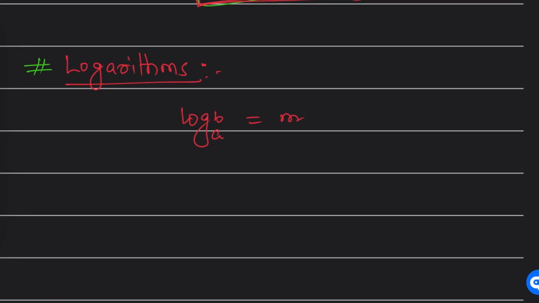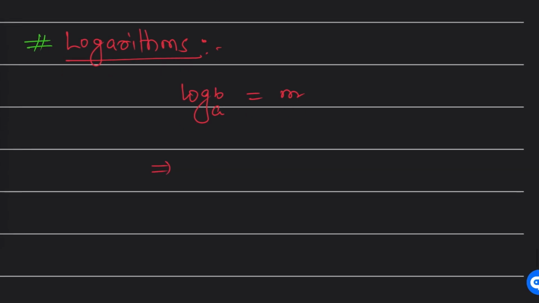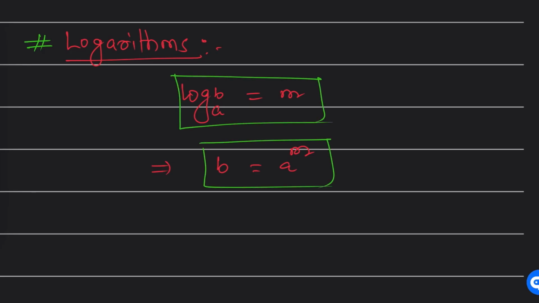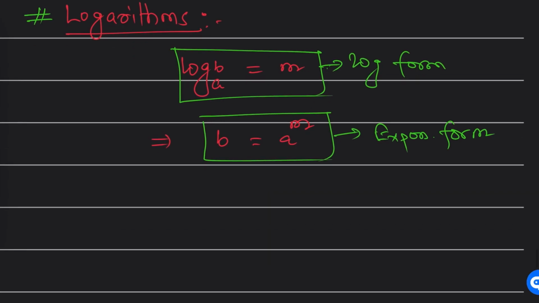Sir, can we convert from log to exponent? Yes. How? b will be equal to a power m. This is the exponential form and this is the logarithm form. This is log form, this is exponent form, exponential form. Very important, from log to exponent, exponent to log, this is the conversion.